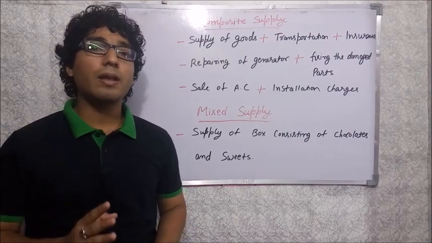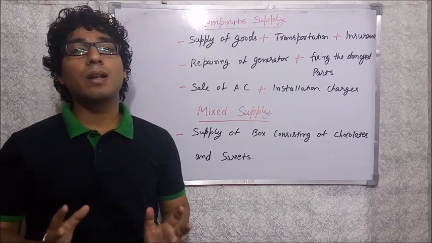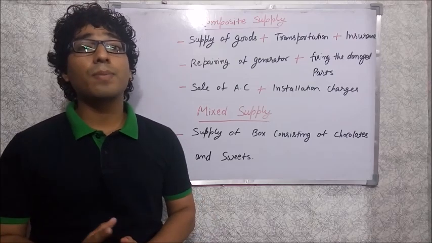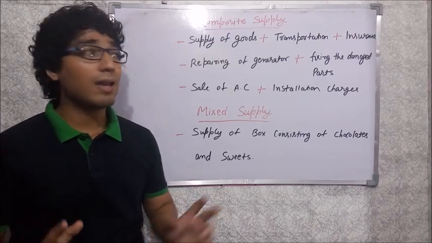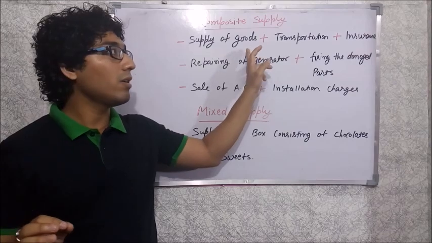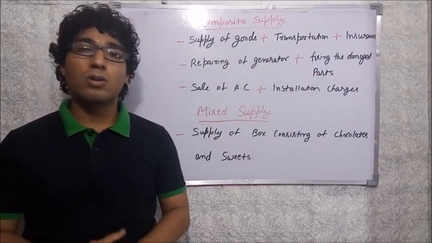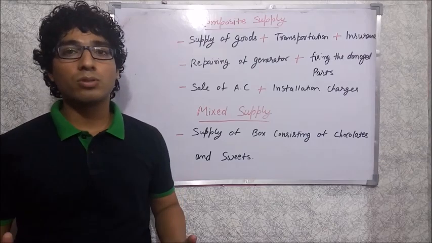So the three supplies are bundled together in the natural course of business, and one of which is a principal supply. The principal supply here is the supply of goods, and those three items are bundled in the ordinary or natural course of business. Therefore this is an example of composite supply.